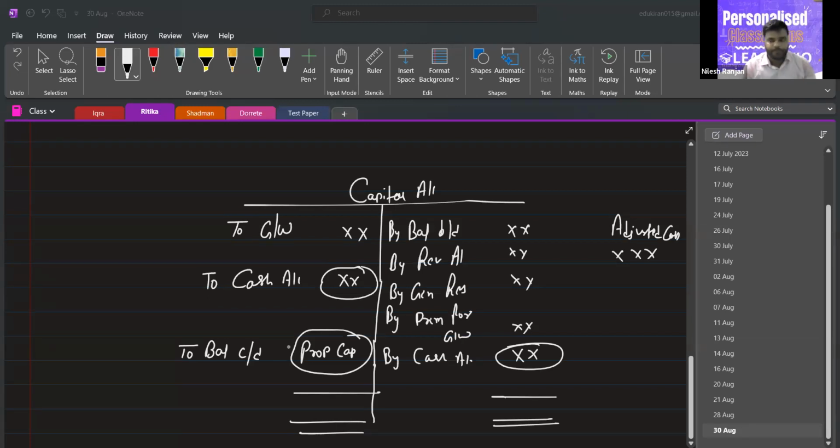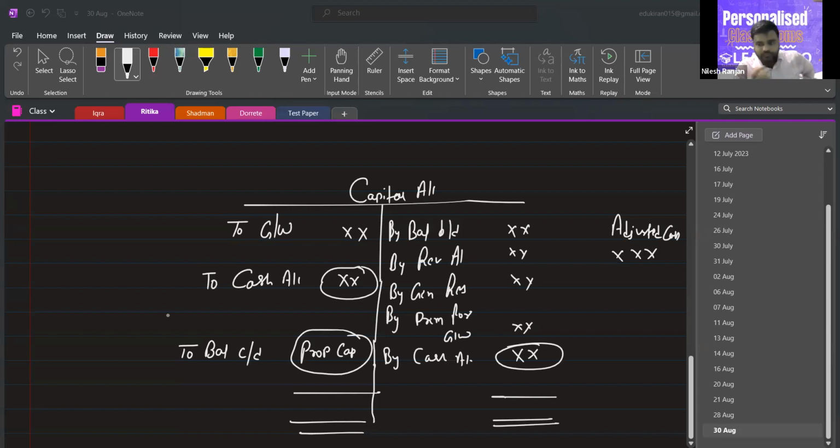I told you in the previous class that first we will find out how much actual adjusted capital every partner has in this business, and then we have to calculate proportionate capital according to the new ratio.